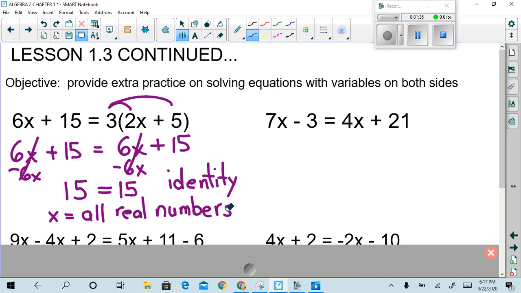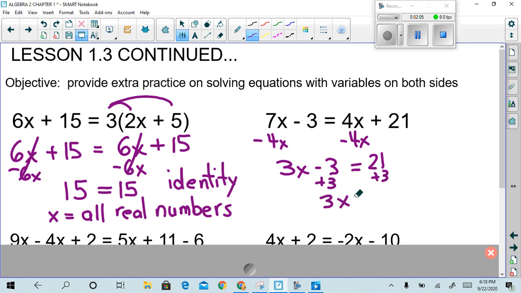On to our second problem. Nothing again to simplify on the left, and this time nothing to simplify on the right. However, we see variables on both sides, so we start off by collecting them to one side. I simplify and I get 3x minus 3 is equal to 21. Two inverse operations. You should be good to go on this. That leaves me with 3x is equal to 24. Divide by 3 on both sides. Solution, x is equal to 8.